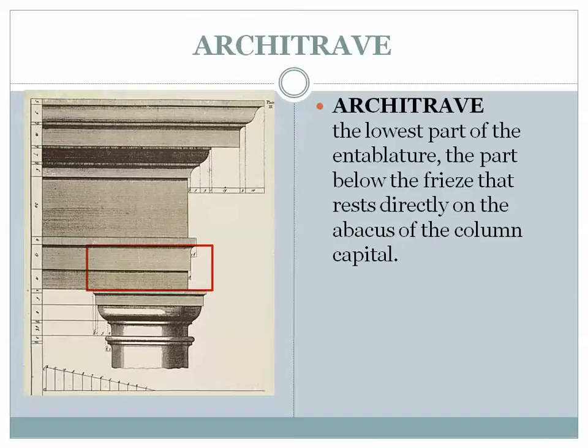The architrave is the lowest part of the entablature, so this part that's in red, quite obviously. The part is below the frieze. This is your frieze. We're gonna go into that a little bit later on. It rests directly on the abacus of the column's capital.